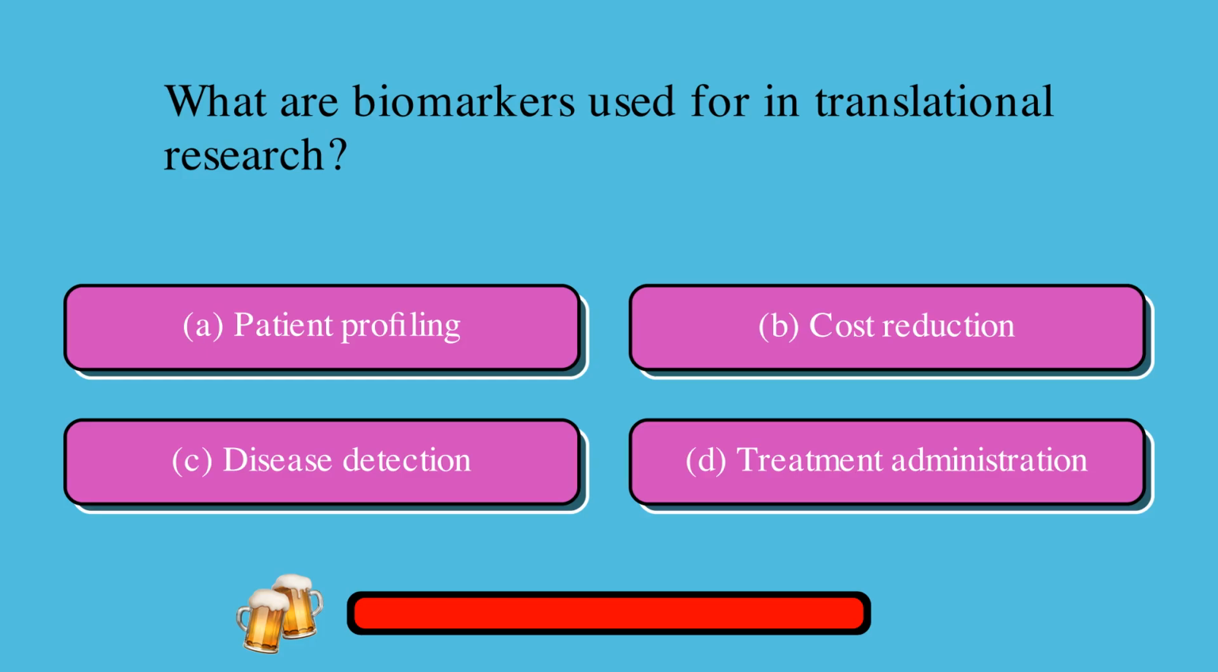What are biomarkers used for in translational research? A. Patient profiling, or B. Cost reduction, or C. Disease detection, or D. Treatment administration. The correct answer is C. Disease detection.